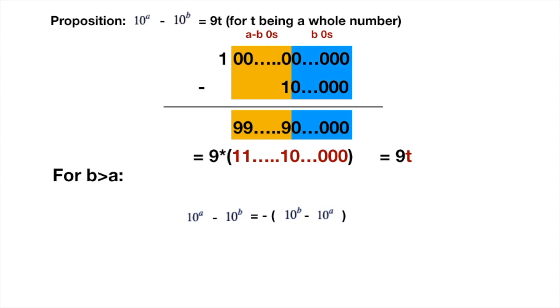So should a be less than b, we just conveniently transform 10 to the power of a minus 10 to the power of b into minus 10 to the power of b minus 10 to the power of a. So 10 to the power of b minus 10 to the power of a will give us a positive whole number, which will be divisible by 9. So if 10 to the power of a minus 10 to the power of b is 9t, then 10 to the power of b minus 10 to the power of a is minus 9t. Take an example. 10 to the power of 3 minus 10 to the power of 5 is minus 99,000, while 10 to the power of 5 minus 10 to the power of 3 is 99,000.